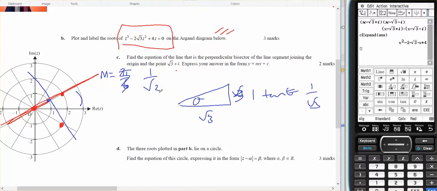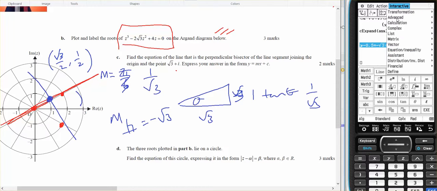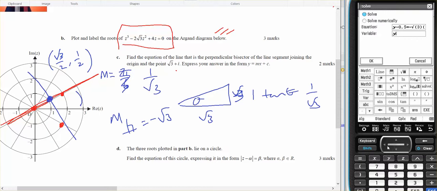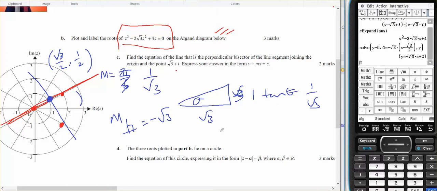The gradient is going to be 1 on root 3, and the gradient of my perpendicular will be negative root 3, and I'll go through this point here, which will be half. So that will be root 3 on 2 and a half. So it will be y minus 0.5 equals negative root 3 (x minus root 3 on 2). And solve for y. And I'm going to get y equals negative root 3 x plus 2 is the equation of the perpendicular bisector between those 2 points.